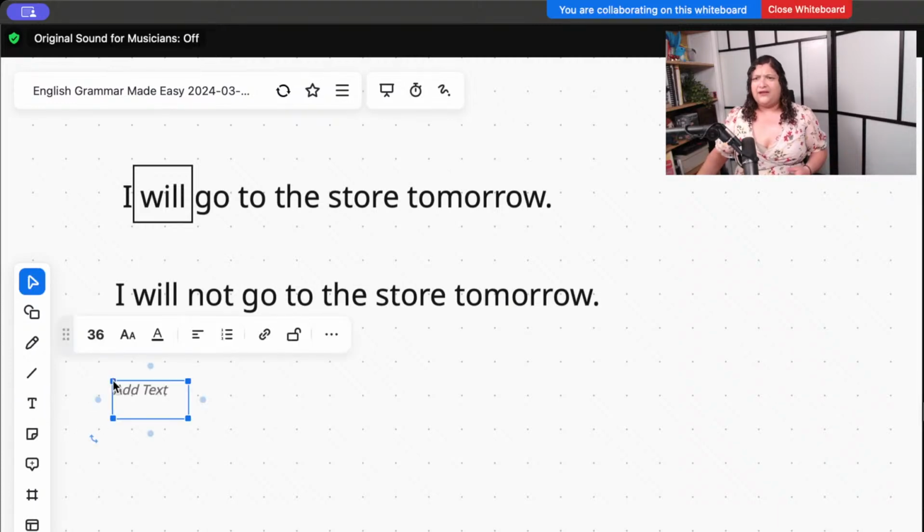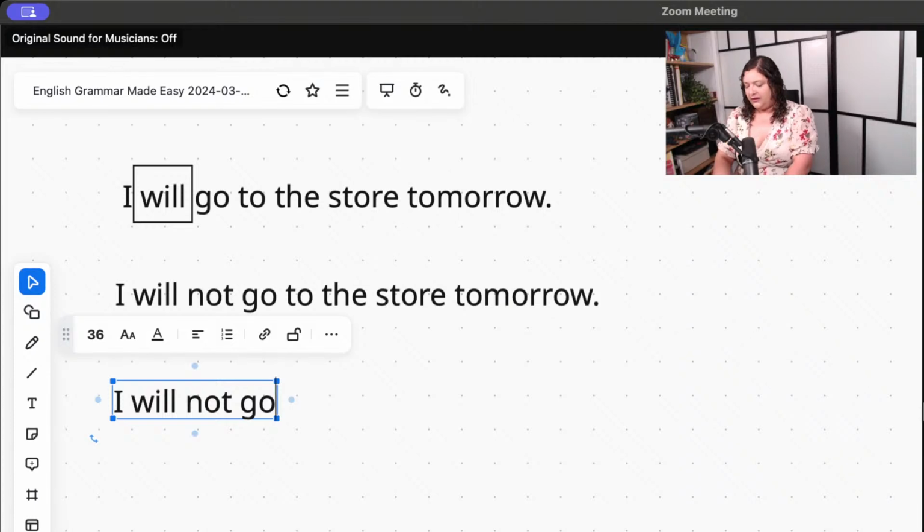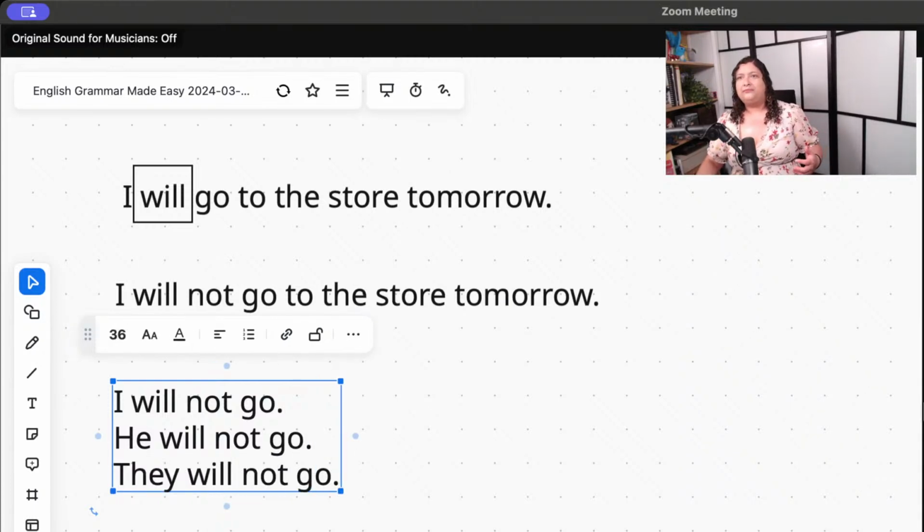Now, of course, we have different pronouns. Luckily, it applies for all pronouns. So you could say, I will not go. He will not go. They will not go, etc. Any questions so far? Are we all okay here? Okay.